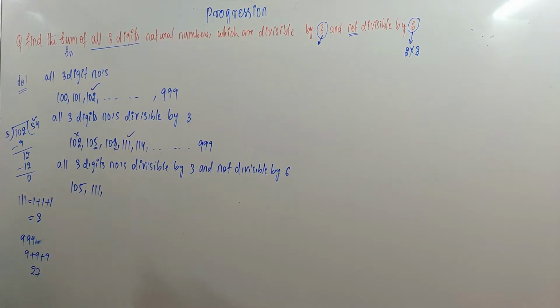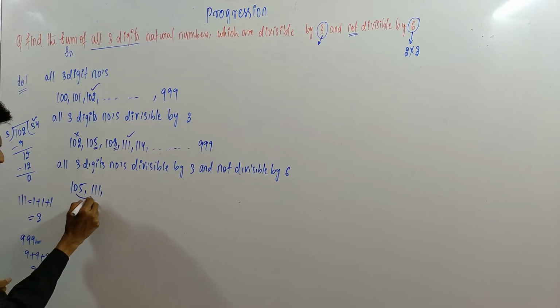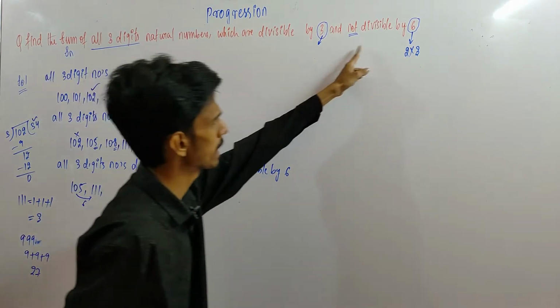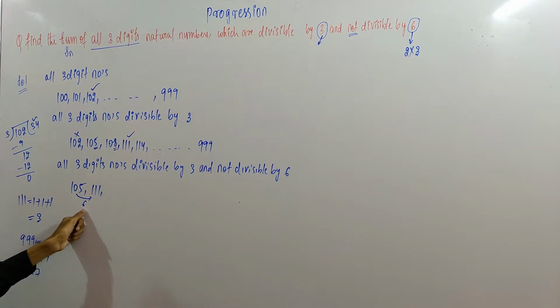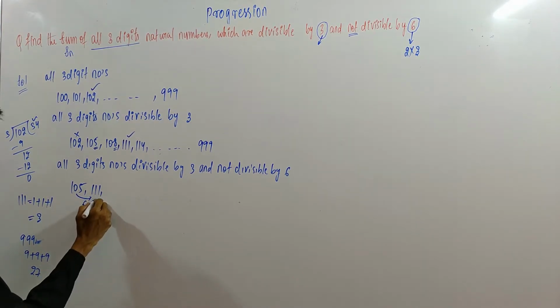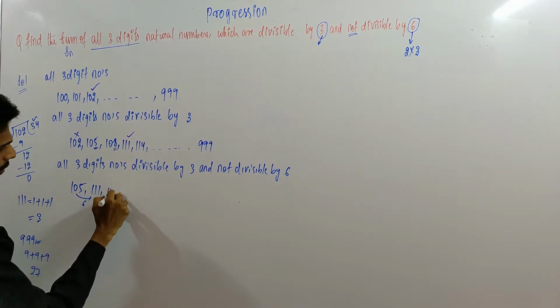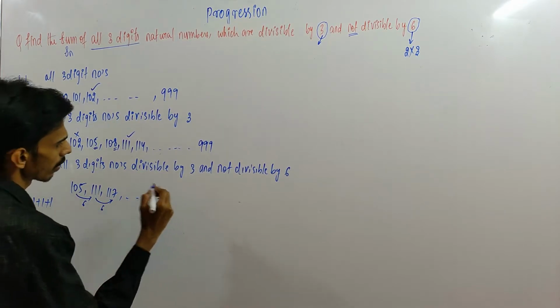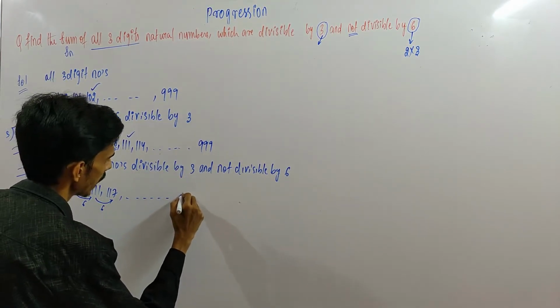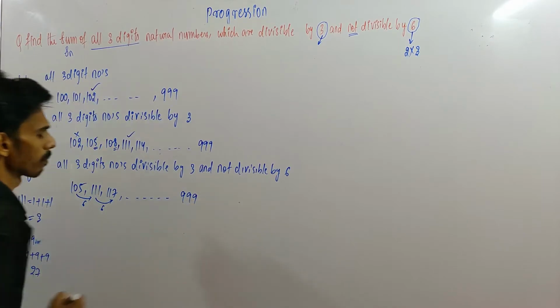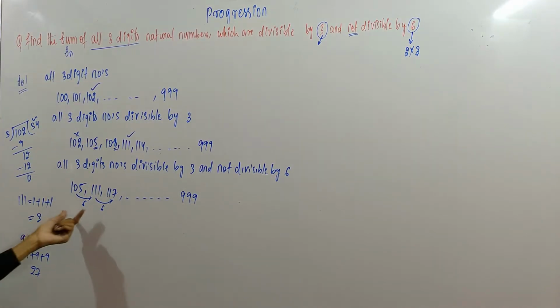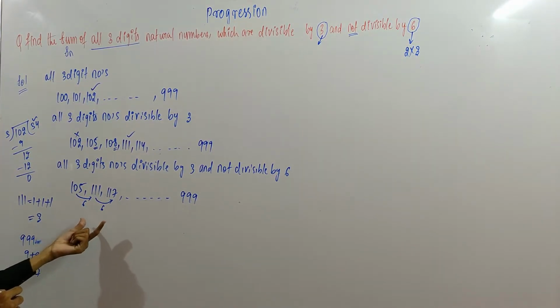One more thing, if I get the first number, if I add 6 to this number, here not divisible by 6 is given. So if I add 6 we will get 111. If I add one more time 6, we will get 117. Similarly, we have numbers till 999. Now this is the numbers sequence which is required.